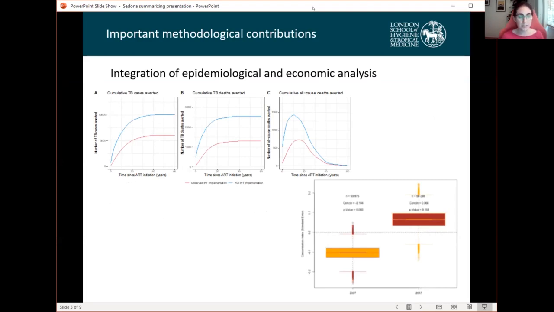The first thing is that all of these presentations show excellent examples of integration of epidemiological and economic analyses. Nicola, for example, used epidemiological data and methods to answer an economic problem. We had lots of integration of epidemiological mathematical models, showing us the long-term effects of things like vaccines and IPT.